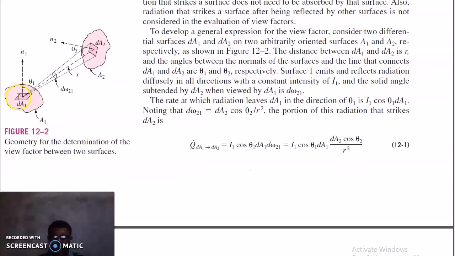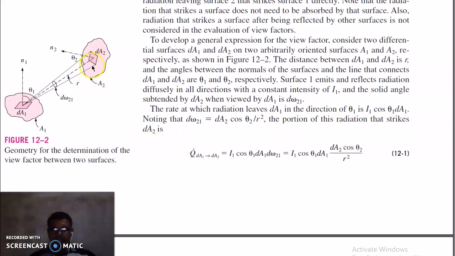The rate at which radiation leaves dA1 in the direction of theta 1 is I1 cos theta 1 dA1. Noting that d omega 21 in this case is equal to dA2 cos theta 2 divided by r squared, the portion of the radiation that strikes dA2, the heat transfer from dA1 to dA2 is I1 cos theta 1 dA1 multiplied by d omega 21, which is equal to this.